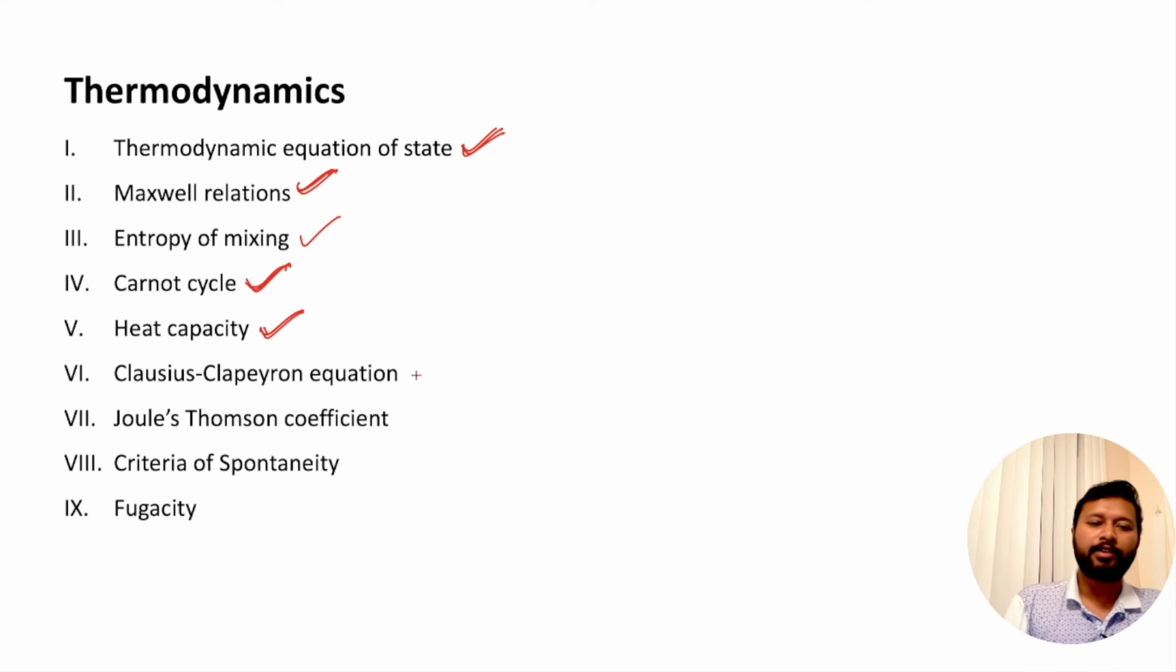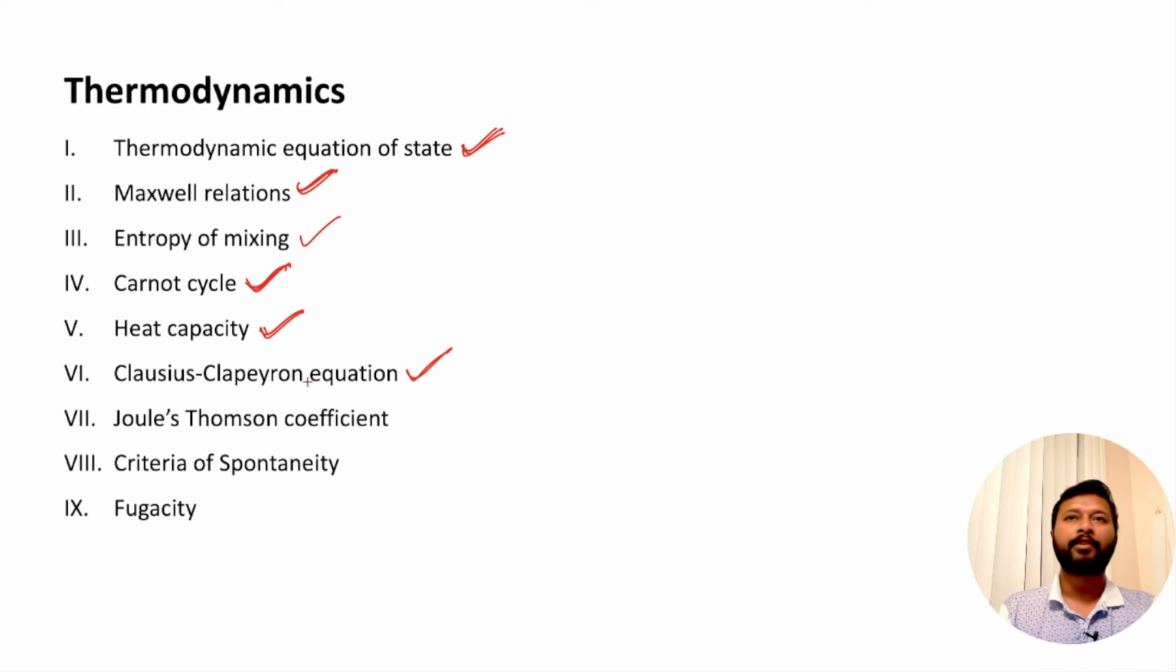Coming to the next thing, which is the Clausius Clapeyron equation, this equation is so important that a whole new chapter comes from here, that is phase equilibria, which basically revolves around the Clausius Clapeyron equation. So what's the slope of that, when are you going to get a positive slope, a negative slope; basically phase equilibria related questions can be asked from the Clausius Clapeyron equation.